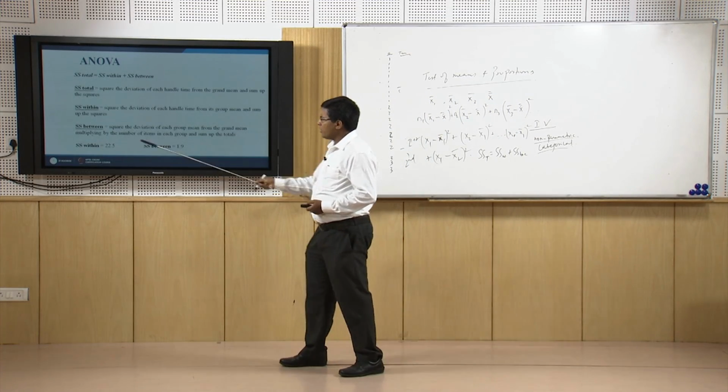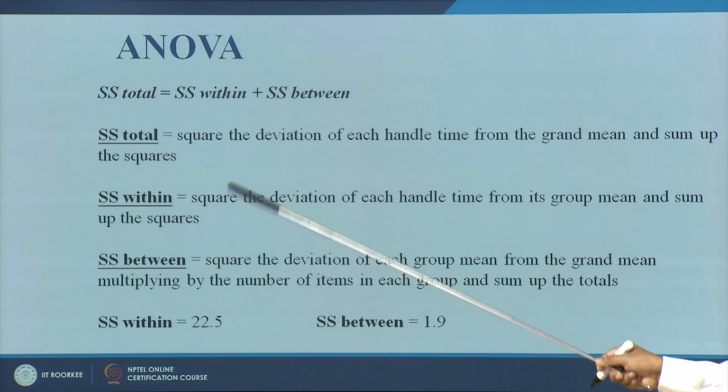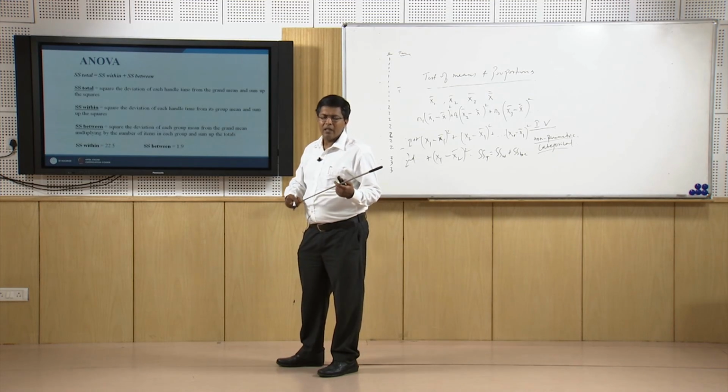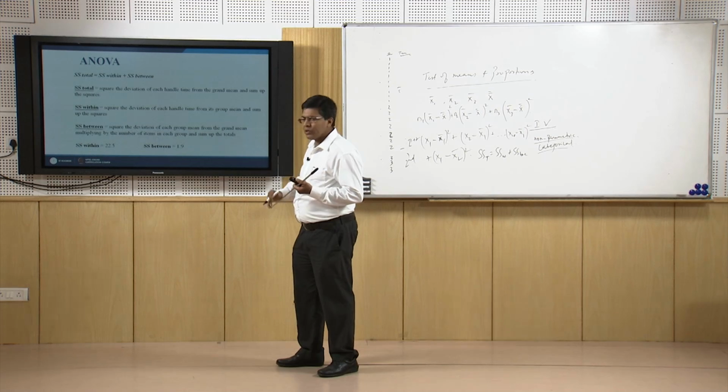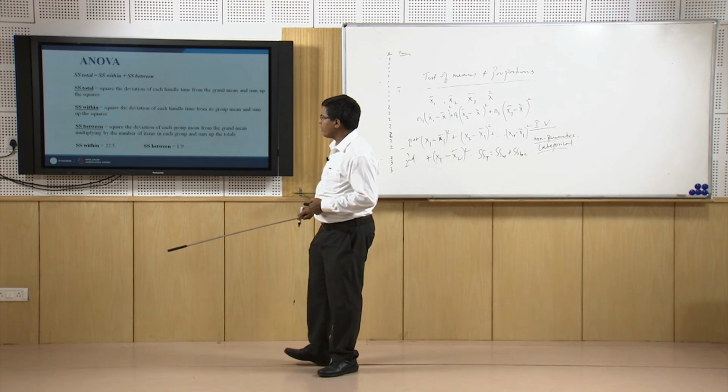Suppose 22.5 is the within, which is calculated, and 1.9 is the between. What is the total now? You can just add up: 22.5 plus 1.9 gives 24.4. So, my sum of square total is 24.4, out of which 22.5 is within the groups and between is 1.9.